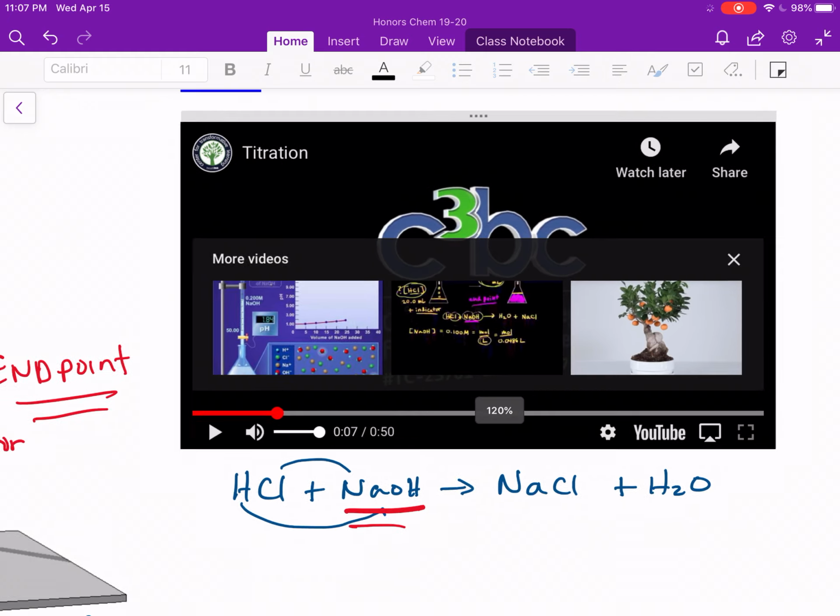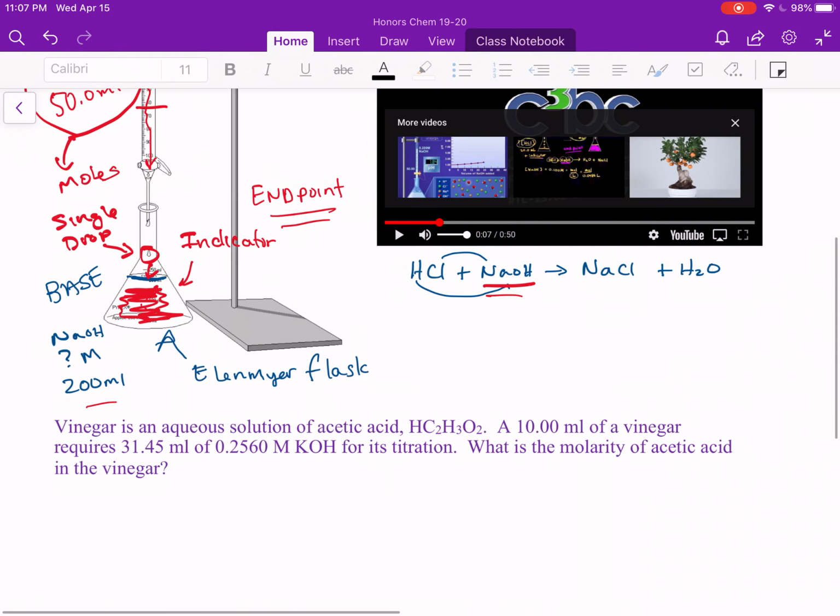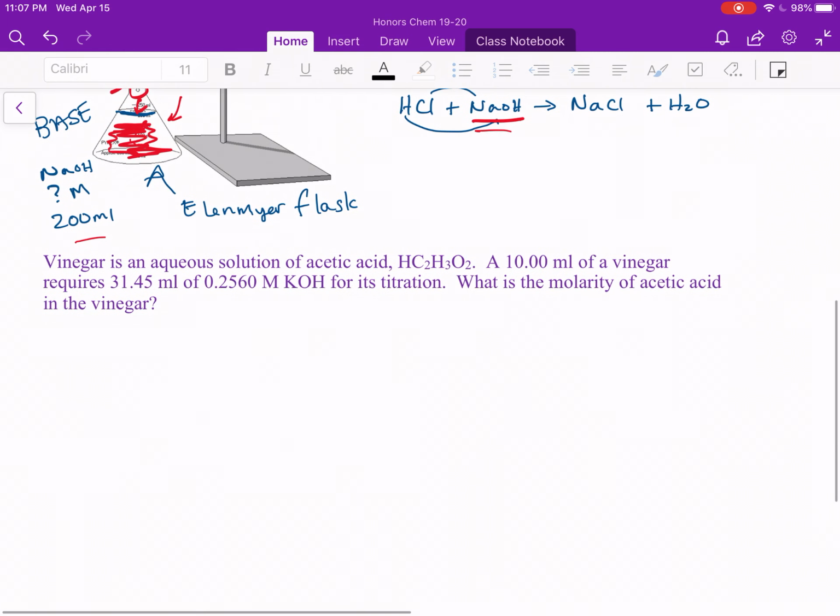Now, if we were in the lab, that's what we would do. And we're going to get a simulated lab with this either tomorrow or Monday. So let's see how that works, all right?